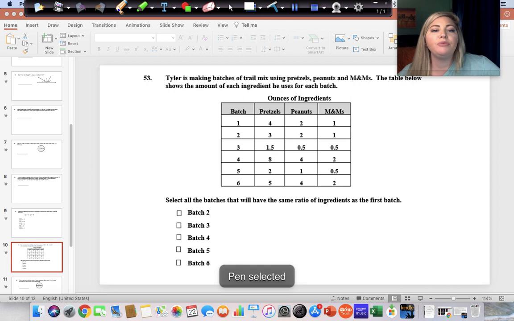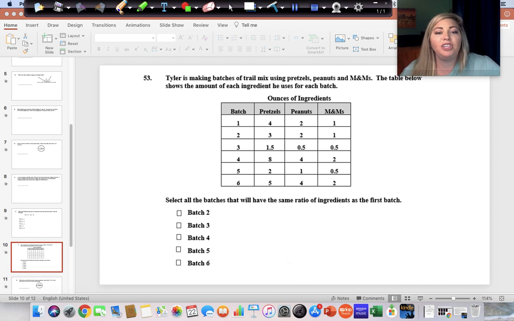Okay, number 53. Tyler is making batches of trail mix using pretzels, peanuts, and M&Ms. The table below shows the amount of each ingredient he uses for each batch. Okay, so select all the batches that will have the same ratio of ingredients as the first batch. So we're looking here.